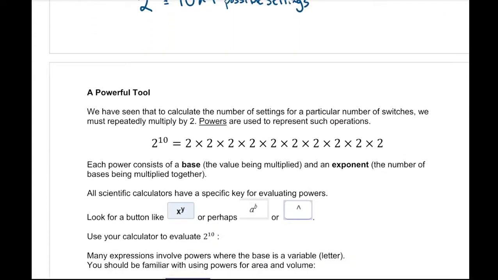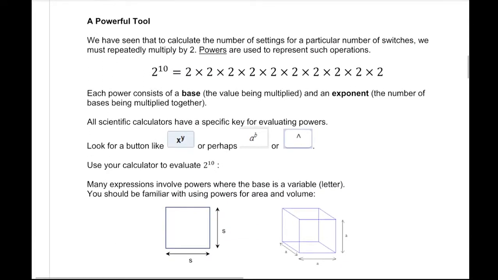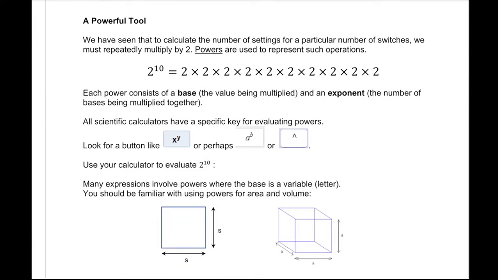So what our lesson is going to focus on today is powers. That was the idea of powers. We have seen that to calculate the number of settings for a particular number of switches, we must repeatedly multiply by 2. And we walked through the reason why. Powers are used to represent such operations as we see here. 2 to the power of 10 equals basically 2 multiplied by itself 10 times.